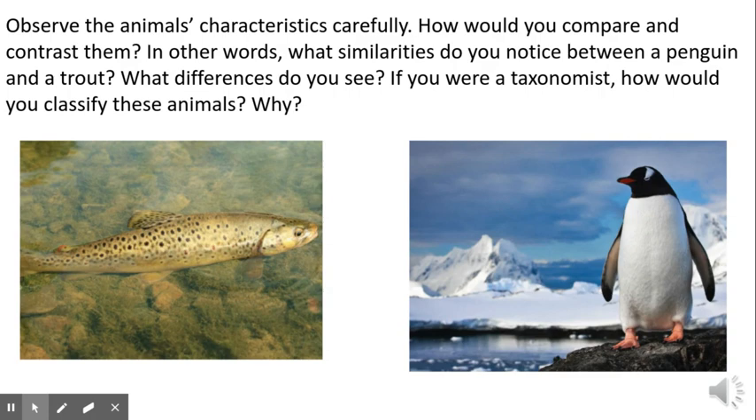Observe the animal characteristics carefully. How would you compare and contrast them? In other words, what similarities do you notice between a penguin and a trout? What differences do you see? If you were a taxonomist, how would you classify these animals? Why? So this is your short answer to do on the Ed puzzle. Look at the pictures to help you.